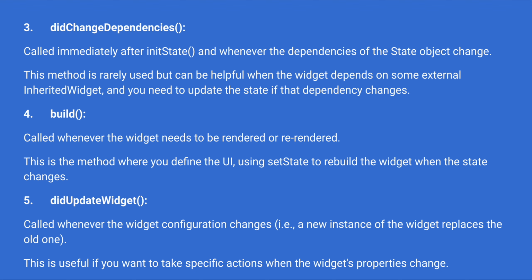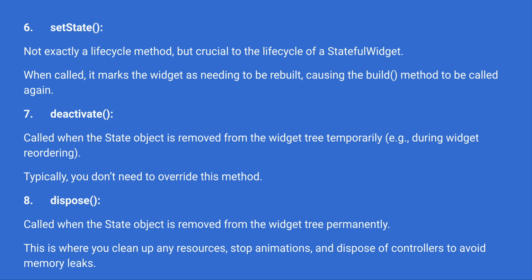didUpdateWidget is called whenever the widget configuration changes. For example, a new instance of a widget replaces the old one. This is useful if you want to take specific action when the widget's properties change. setState is not strictly a lifecycle method, but it is crucial to the lifecycle of a stateful widget. When called, it marks the widget as needing to be rebuilt, causing the build method to be called again.